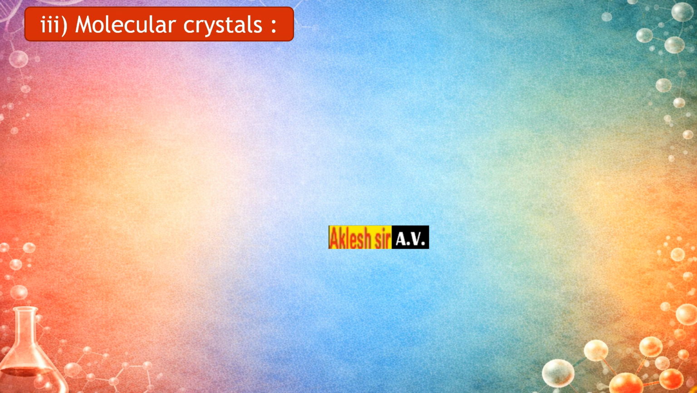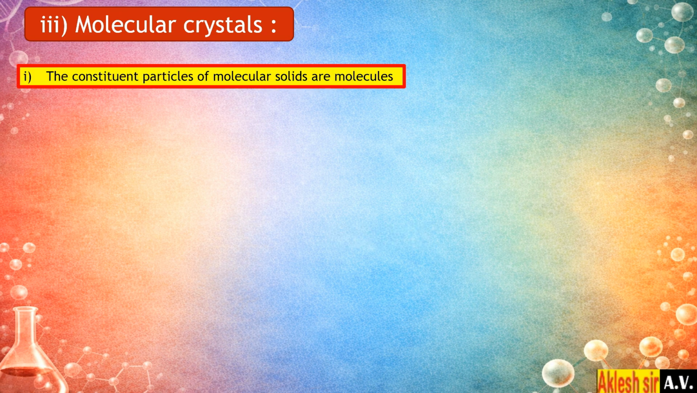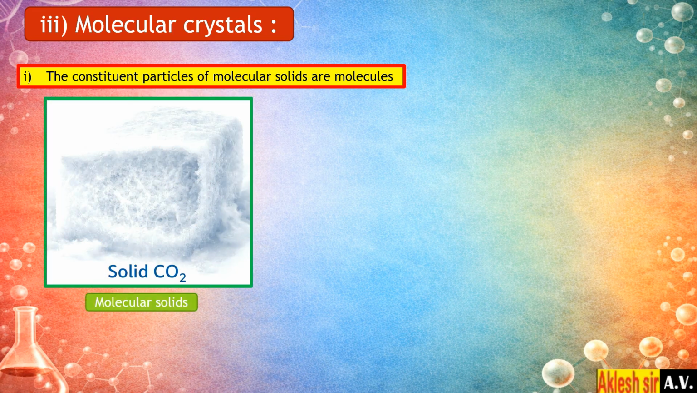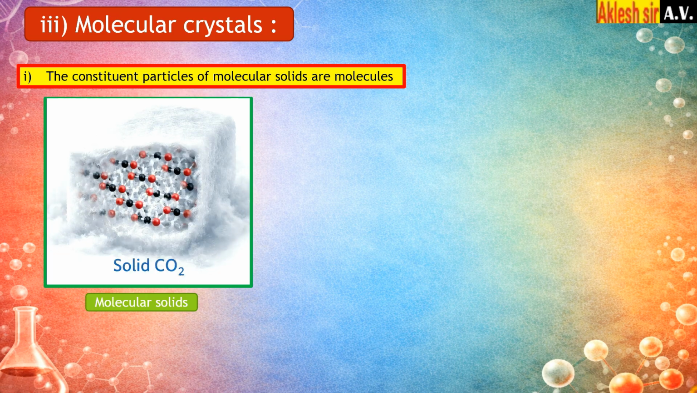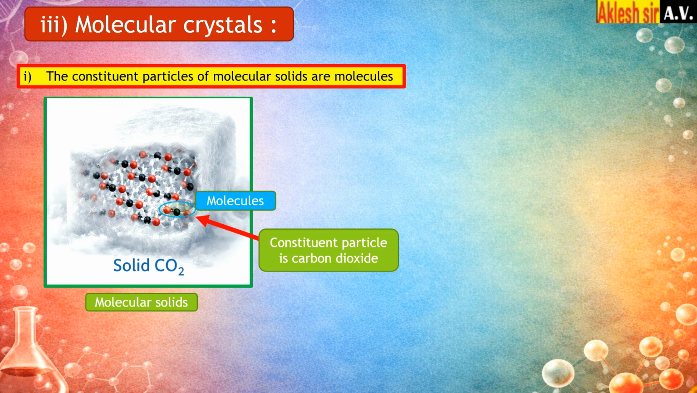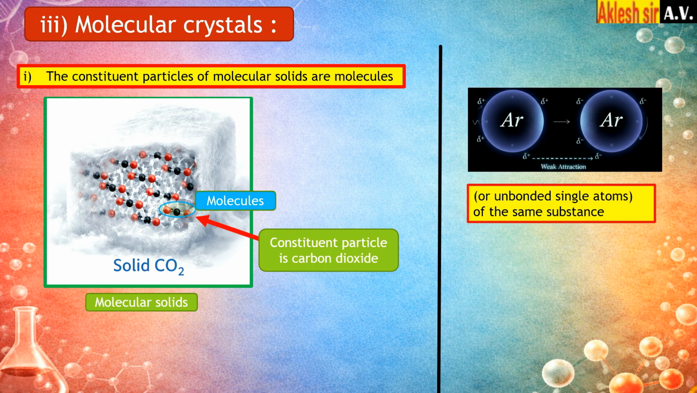Molecular crystals explanation. 1. The constituent particles of molecular solids are molecules. Consider a molecular solid, for example solid dry ice. Here solid dry ice is made of many constituent particles, and all the constituent particles are molecules, that is, carbon dioxide molecules, or unbonded single atoms of the same substance.